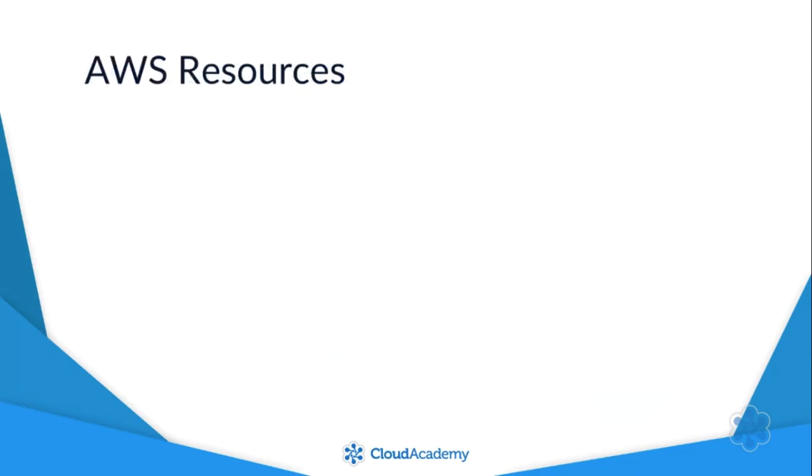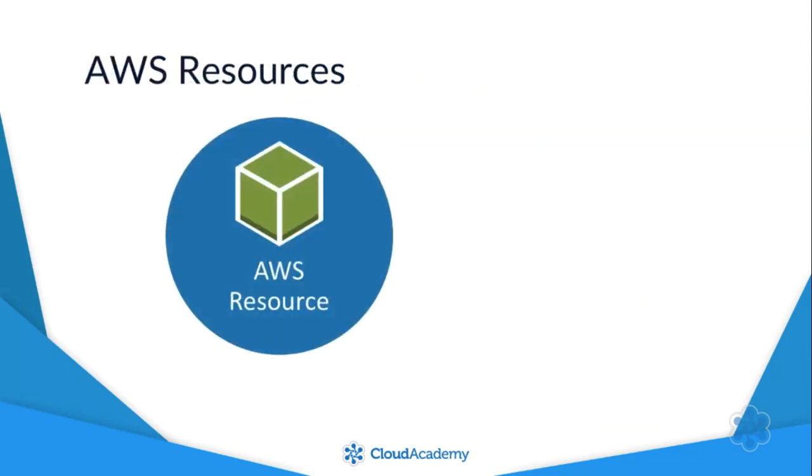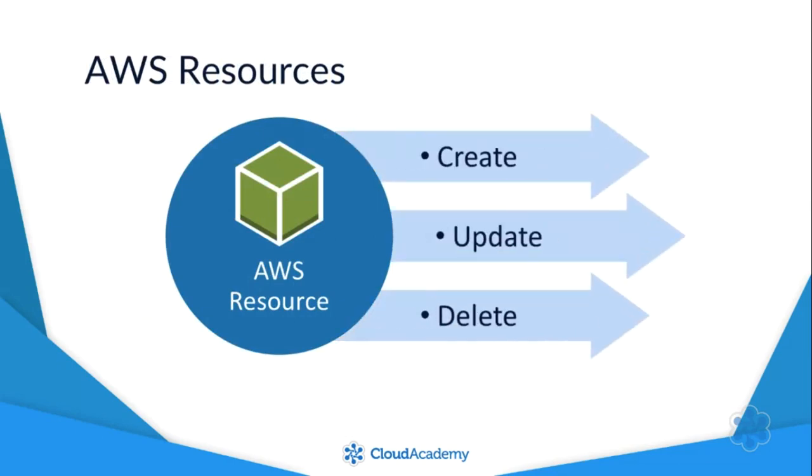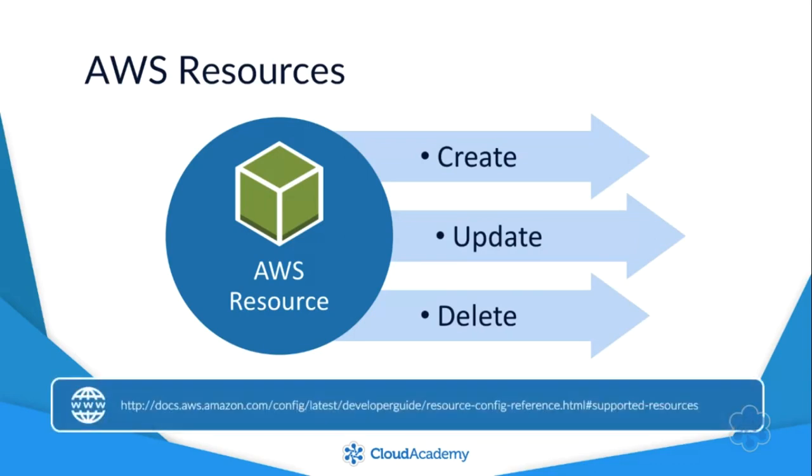As discussed in the previous lecture, AWS resources are typically classed as objects that can be created, updated, or deleted from within the AWS Management Console or programmatically using the AWS CLI or supported SDK. AWS Config records changes to supported AWS resources within a specific region. For the current list of supported services and resources, please follow the link on screen.